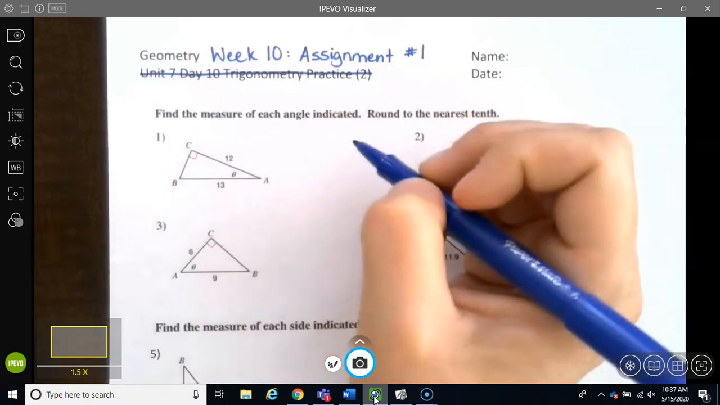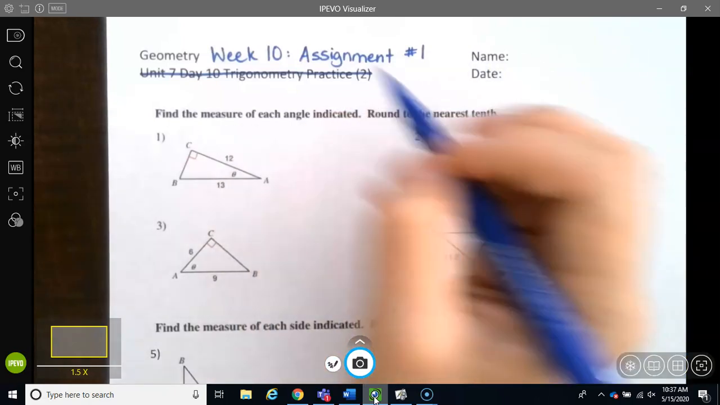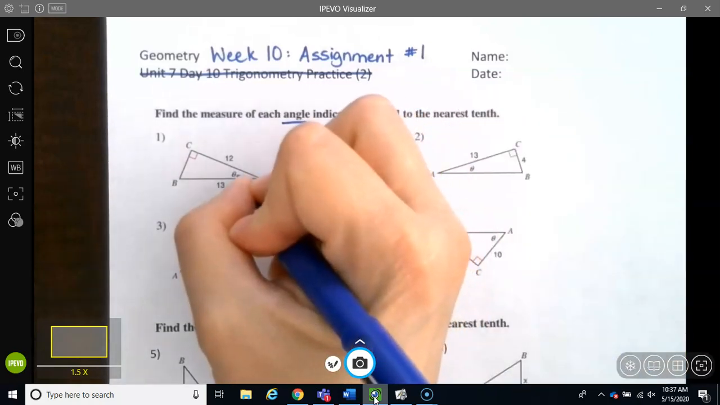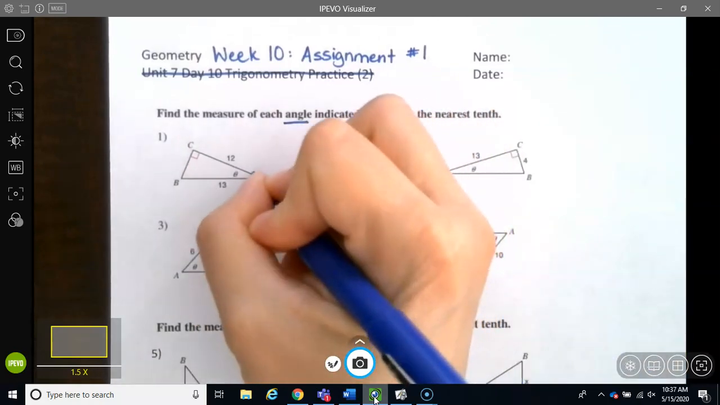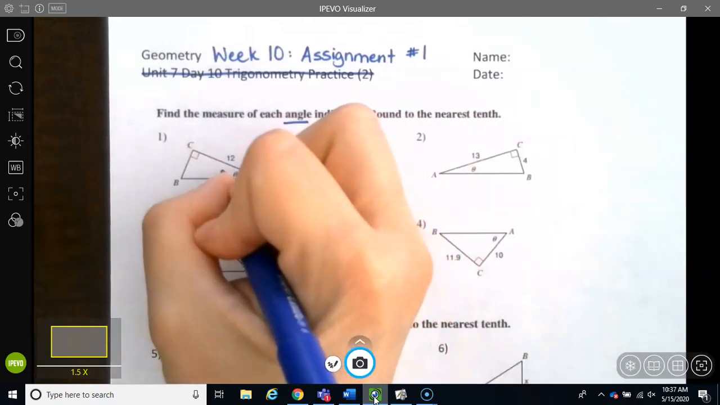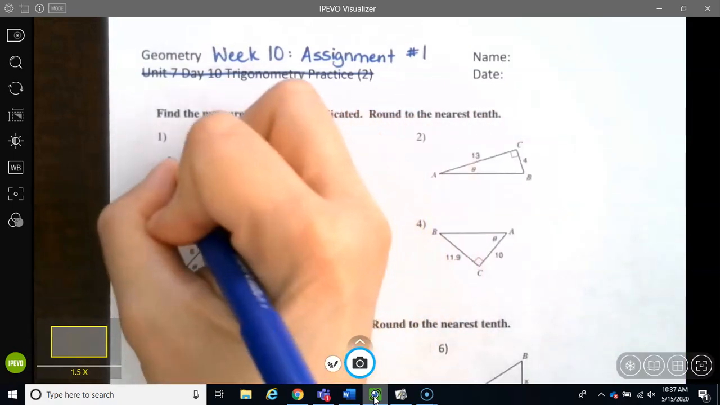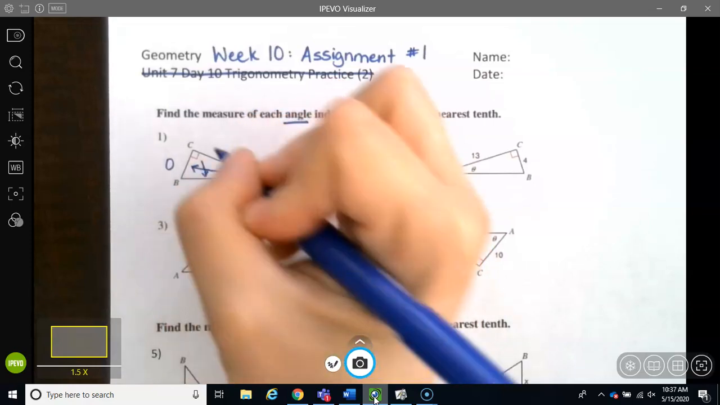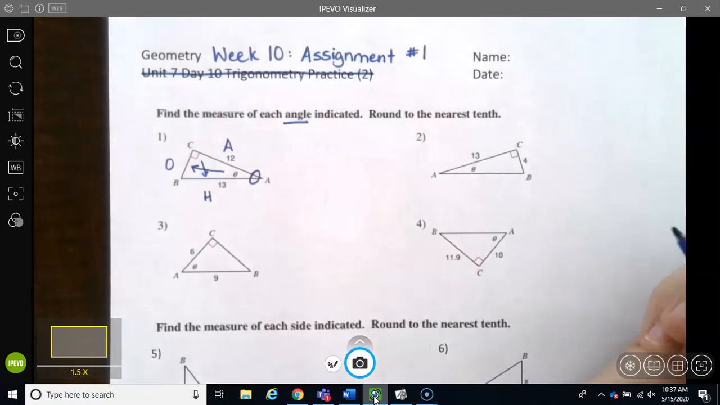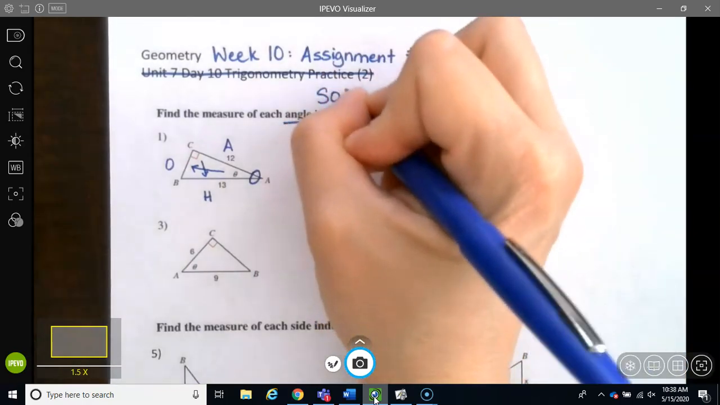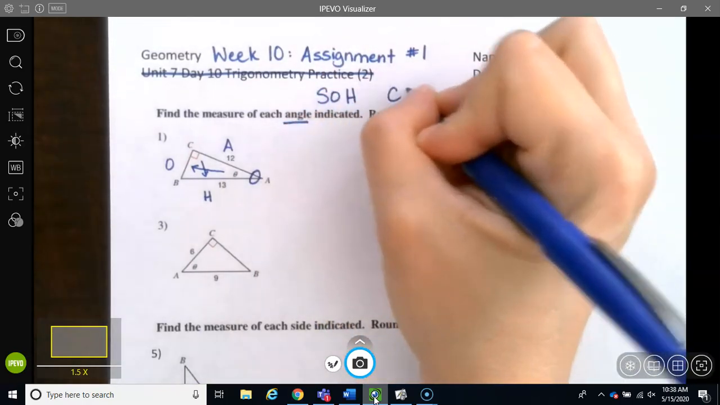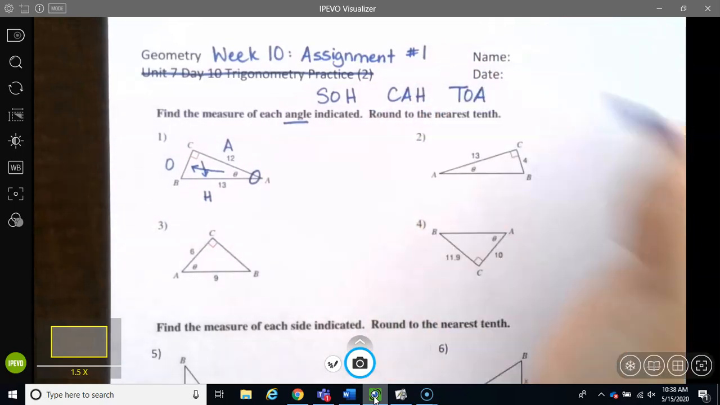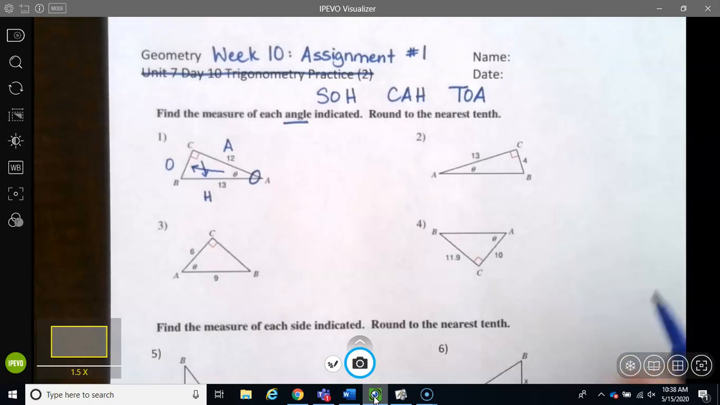Based on this one, find the measure of each angle indicated. So we're finding the angle. So on this one, that theta symbol is for angle A. So based on that, that's our reference angle. Figure out your opposite, your hypotenuse, and your adjacent sides. That's always step one. And I'm going to also write SOHCAHTOA at the top of my paper so I could see which formula to use.